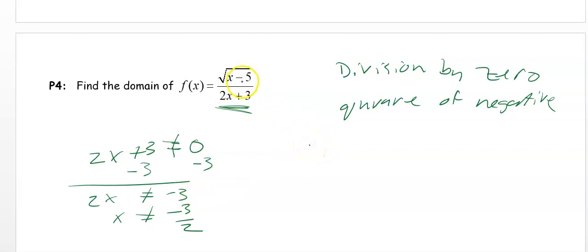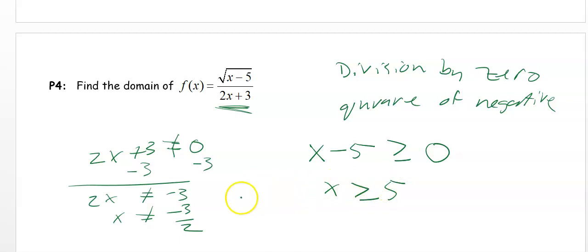And now if I look at the top, I have a square root. So I need 0 or larger inside of that. I can't have a negative number. So x must be greater than or equal to 5. Now I have to combine these two things. It's not too bad because x greater than or equal to 5, well, I'm not going to ever get negative 3 halves anyway. So this becomes my domain.